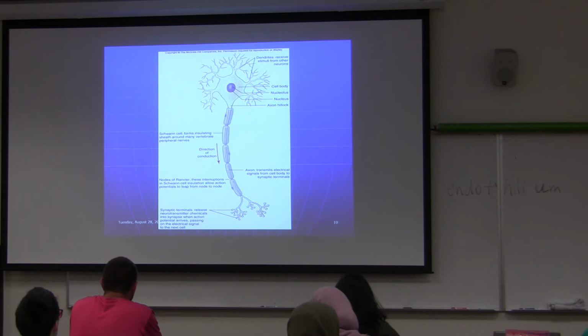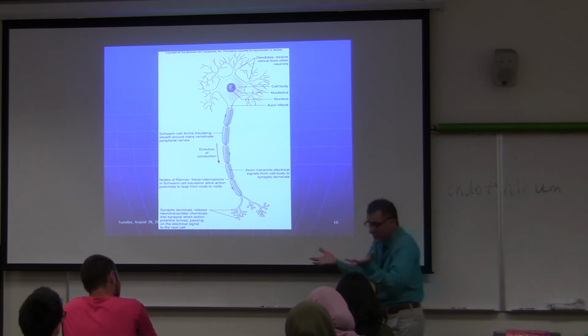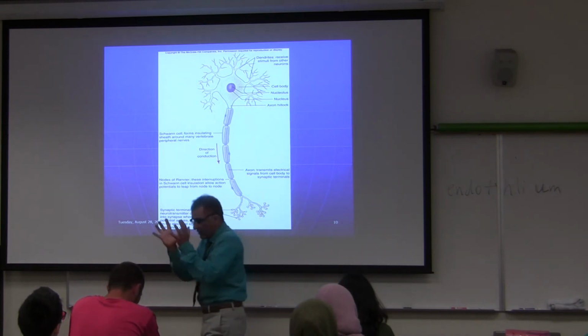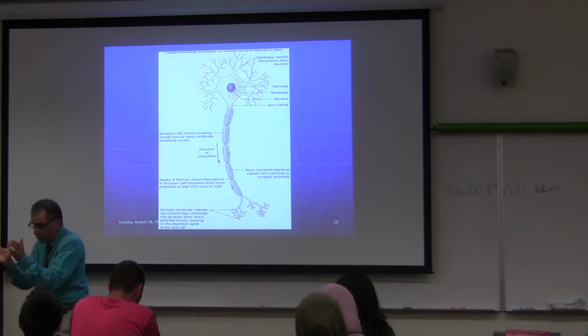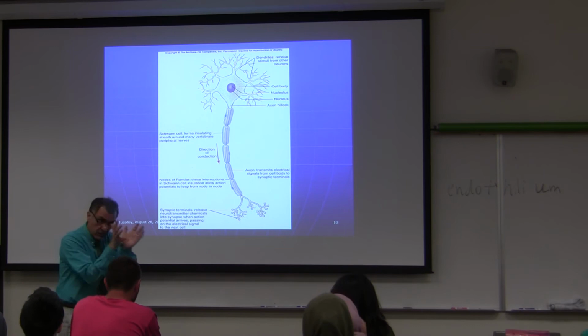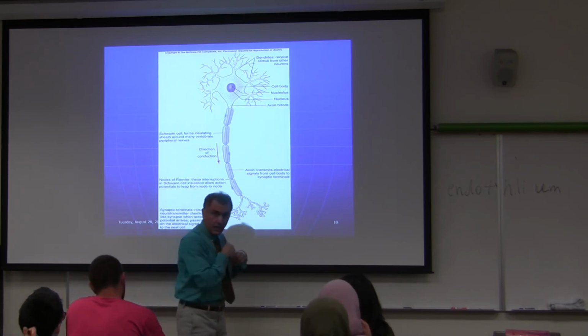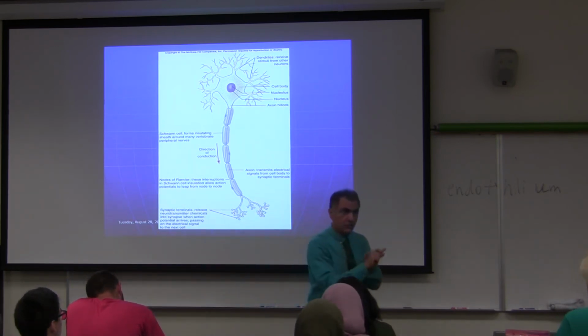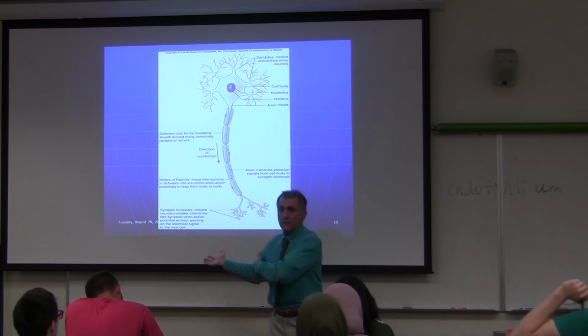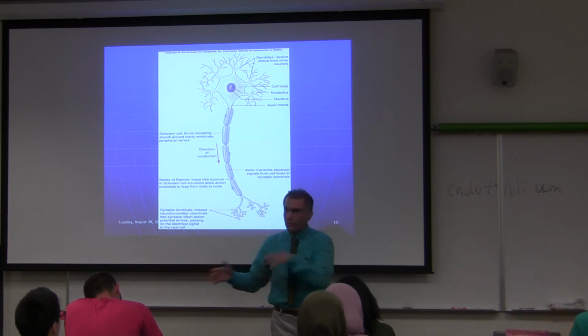Okay, the next one is nervous tissue. So I am done introducing you to epithelial tissue and muscular tissue, right? Epithelial tissue, muscular tissue, introduced. Next one is nervous tissue.